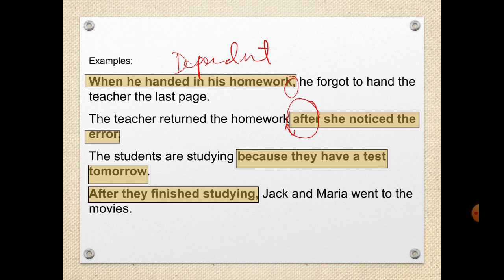Let's move on to the next one. The students are studying because they have a test tomorrow. The students are studying is the independent clause, because is the subordinating conjunction, and they have a test tomorrow is the dependent clause. And the last one: after they finish studying, after is the subordinating conjunction, they finish studying is the dependent clause, comma, again because the sentence is starting with a dependent clause. Jack and Maria went to the movies is the independent clause.